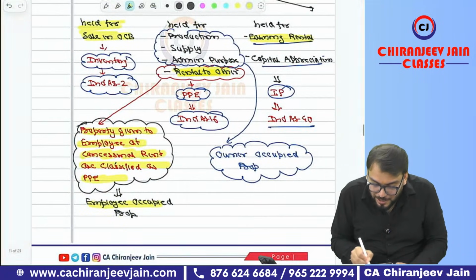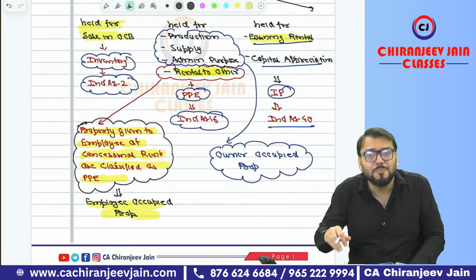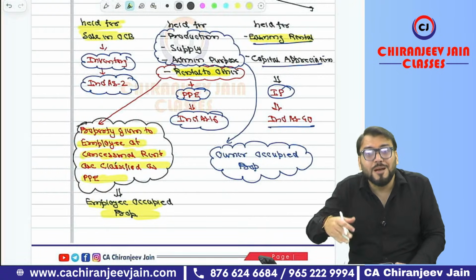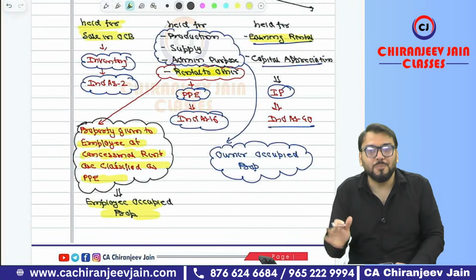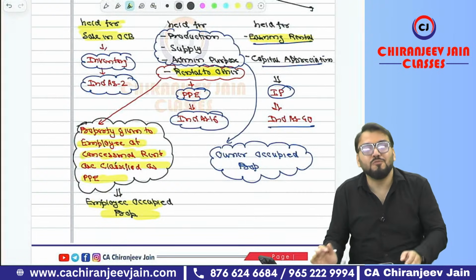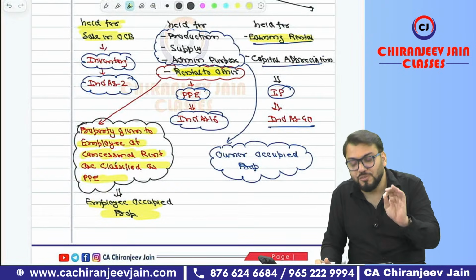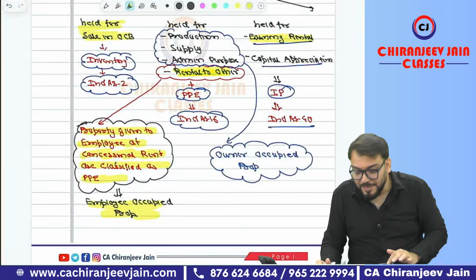These are known as employee occupied property. So any employee occupied property or any owner occupied property will be property, plant, and equipment, and Ind AS 16 will be applicable.